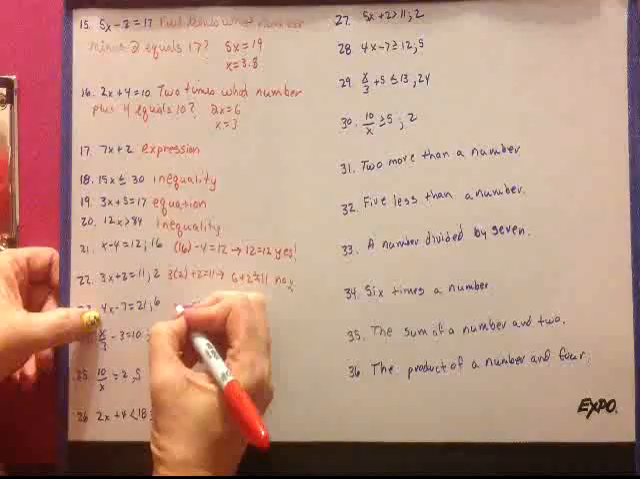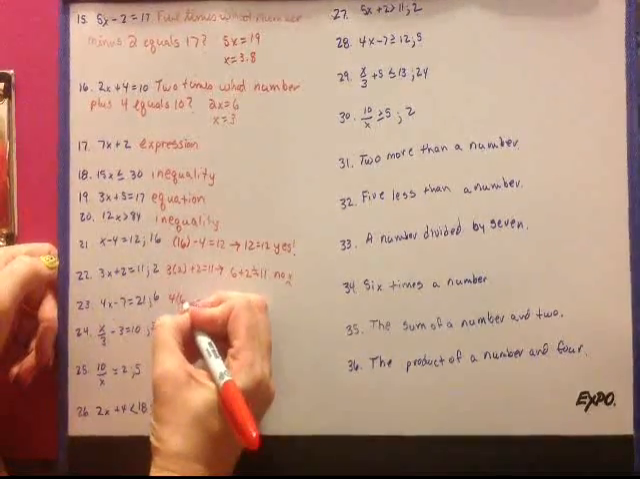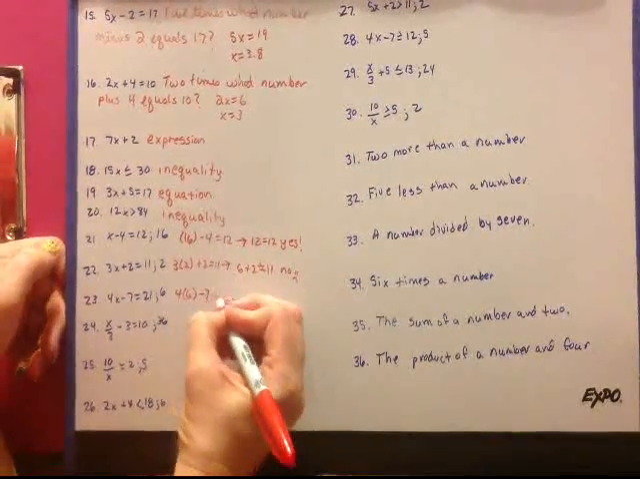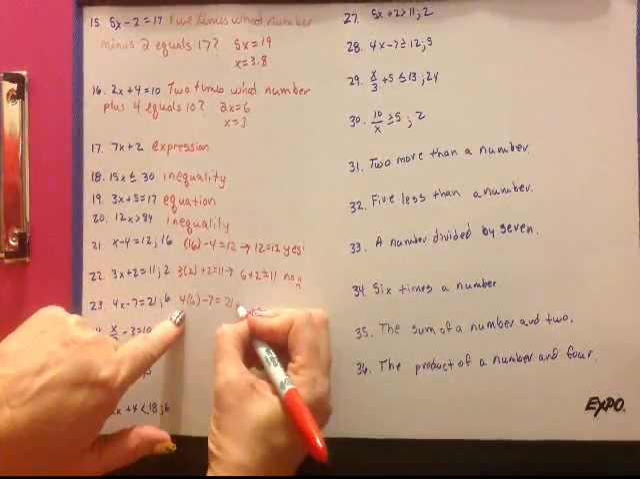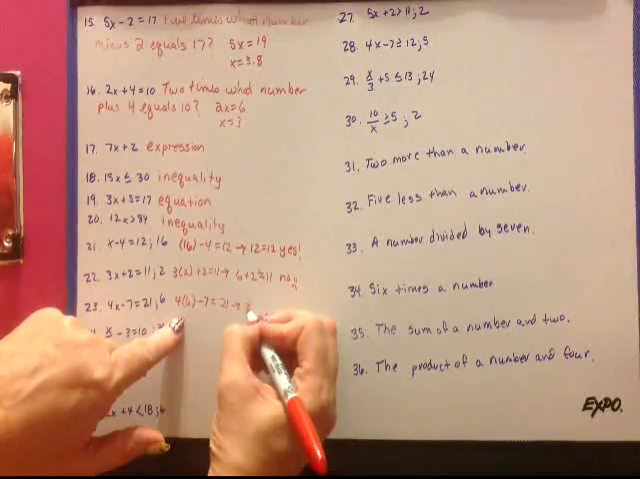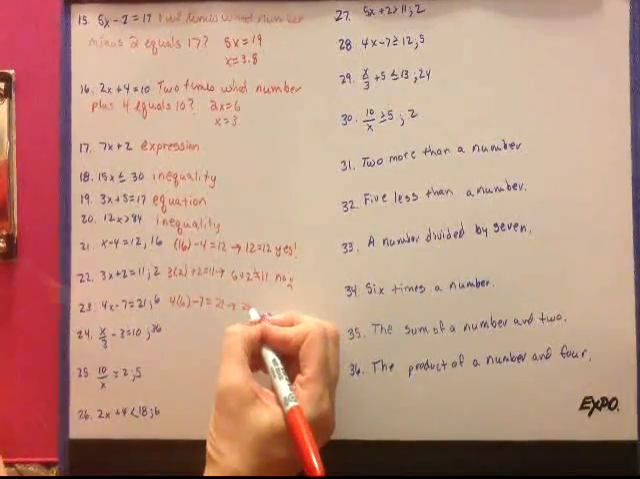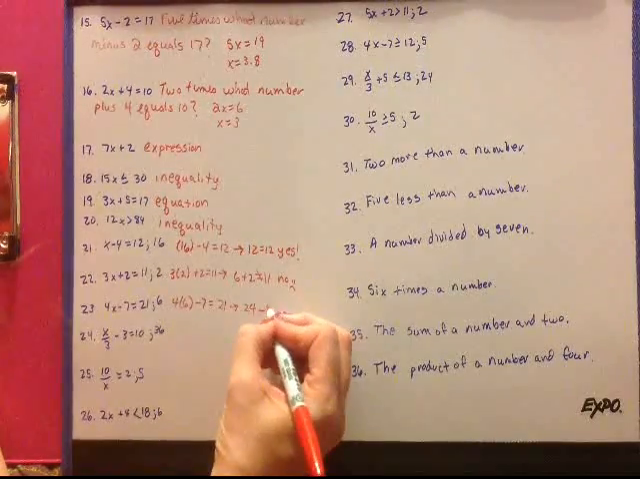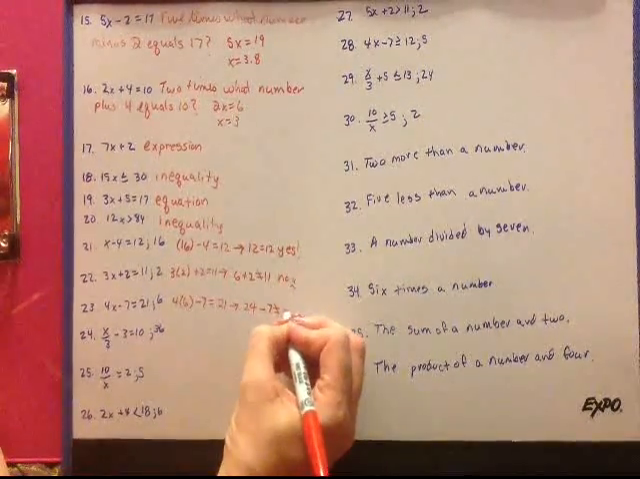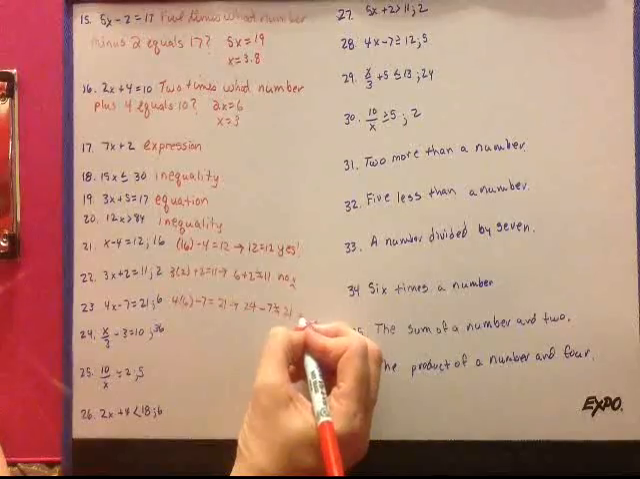23. 4 times 6 minus 7 equals 21. 4 times 6 is 28. 6 times 4 is 24, I'm sorry. I'm tired, we just got back from Chicago. 24 minus 7 is not equal to 21. That's another no.